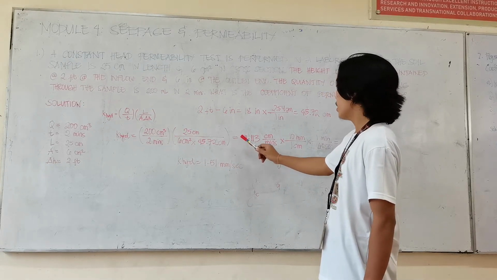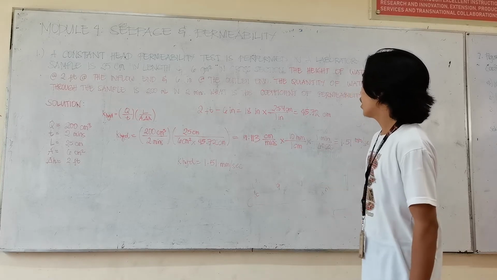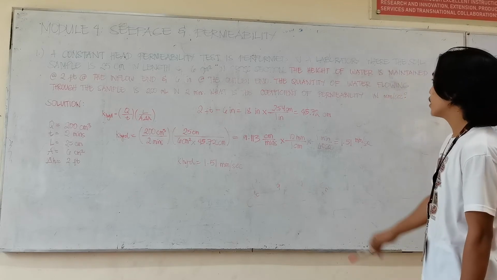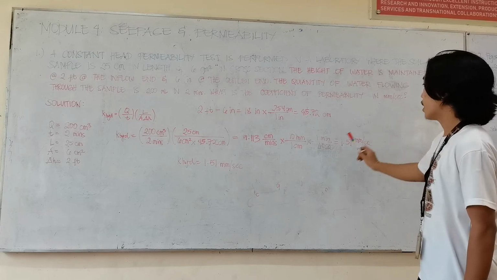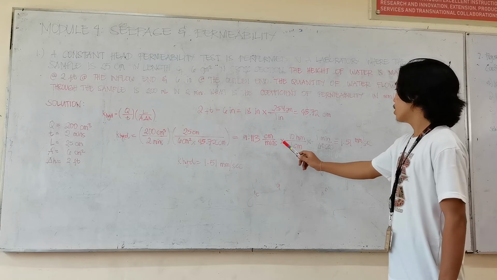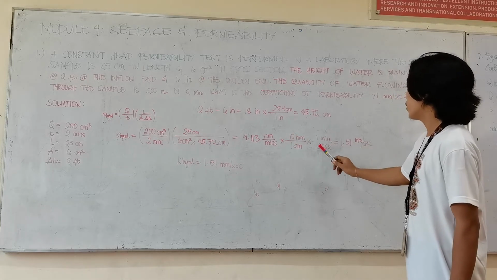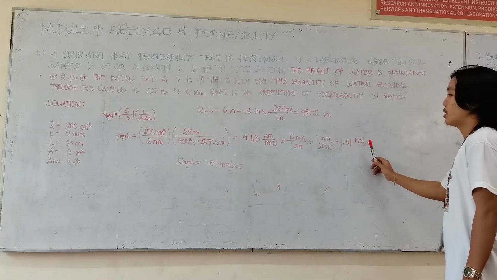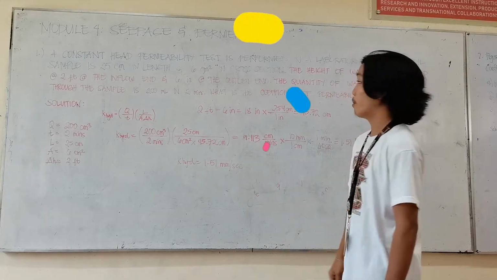Then our coefficient of permeability will be 9.113 centimeter per minute. But the question is, what is the coefficient of permeability in millimeter per second? So we're going to convert this value. 10 millimeter is equal to 1 centimeter and 1 minute is equal to 60 seconds. And this will yield 1.51 millimeter per second. And that will be the value of our coefficient of permeability.